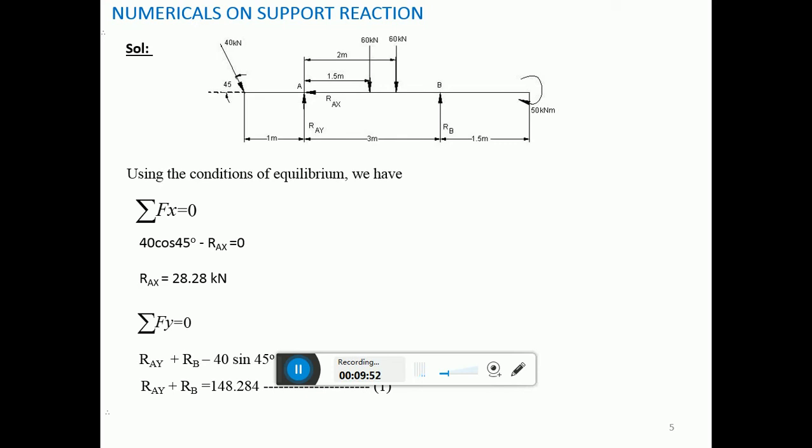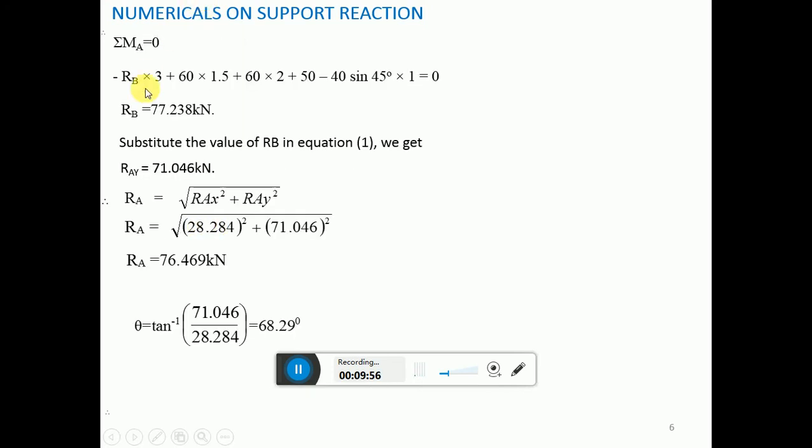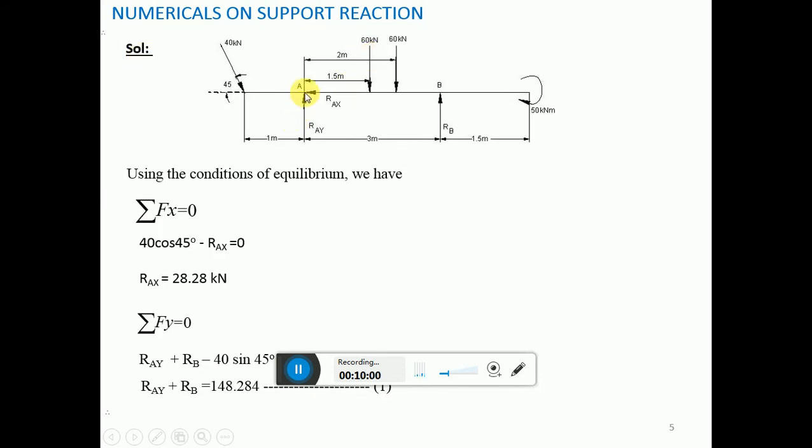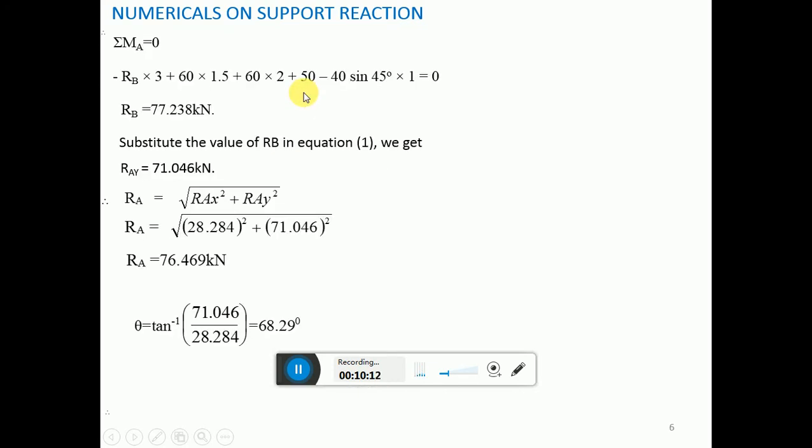Next, apply moment with respect to the point A. About the point A, take the moment. So this force, 40 sin 45 in the y direction, with respect to A, is anti-clockwise. So minus 40 sin 45 into 1 meter distance.